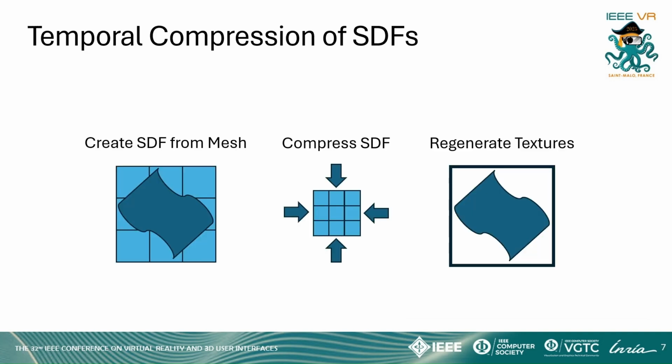Our pipeline looks as follows. We first create a signed distance field from a mesh. We then compress the signed distance field, and then we regenerate the textures.